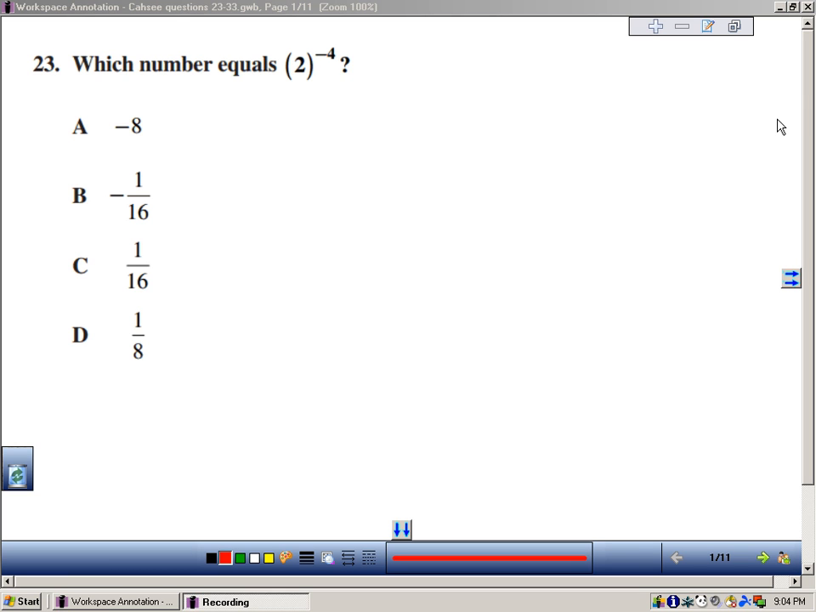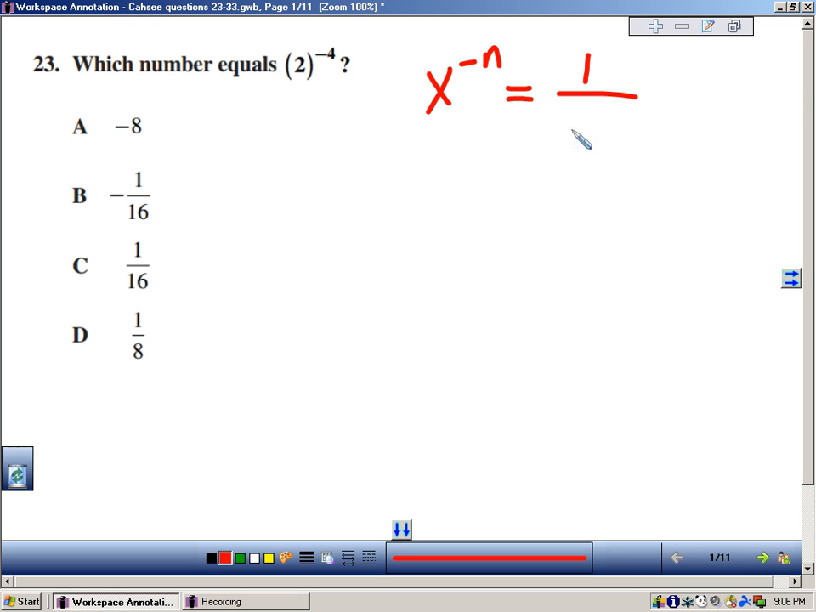Okay? So the first question here says, which number is equal to 2 to the negative 4th power? Now, I want to make a comment about this. The 2 is called a base. Negative 4 is an exponent. And when you have a negative exponent, the rule is this. I'm going to write the rule down. This is pre-algebra. The rule says that if you have a base raised to a negative power, then the answer is 1 over the power, but the exponent in that is now positive.